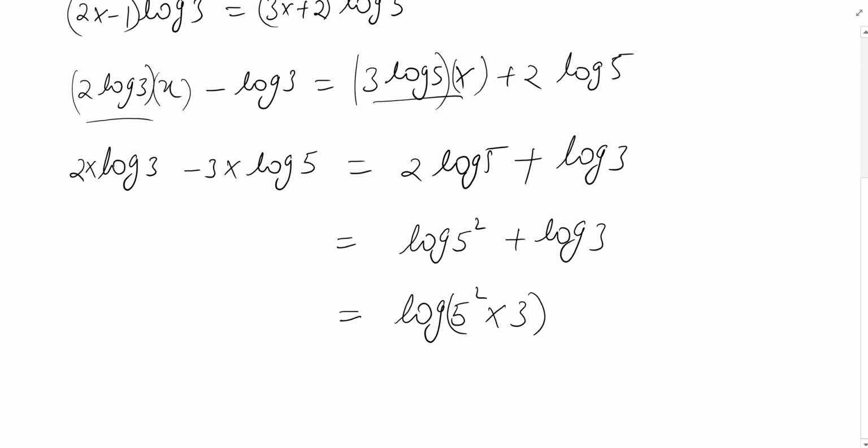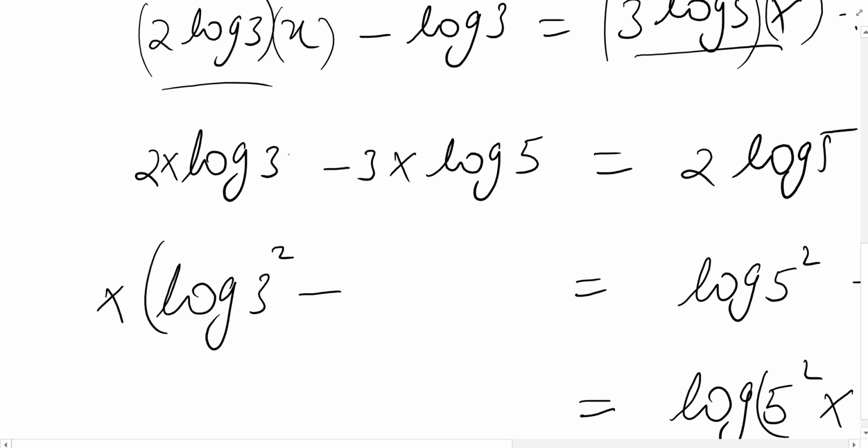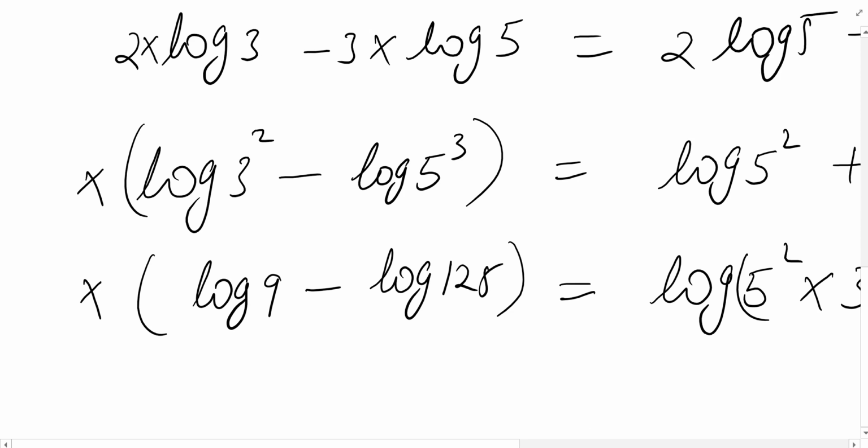You understand that, right? Yes. Okay, so on the left side, this 2 becomes power of 3, and we have x common, so I write x once. Then this 2 becomes the power of 3, and this 3 becomes the power of 5. Now x, and log of 3 squared is going to be log of 9, and then log of 5 cubed is log of 125. Now we know there's another property: if you have division you do subtraction.